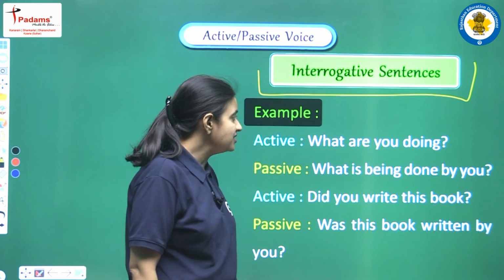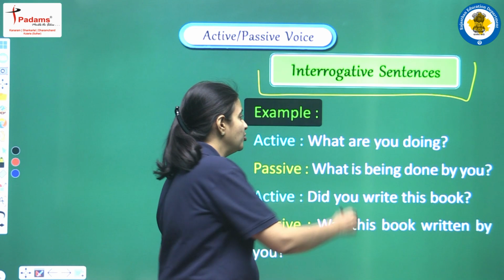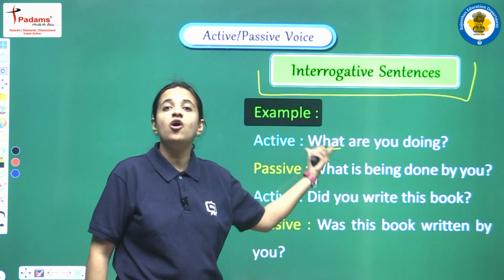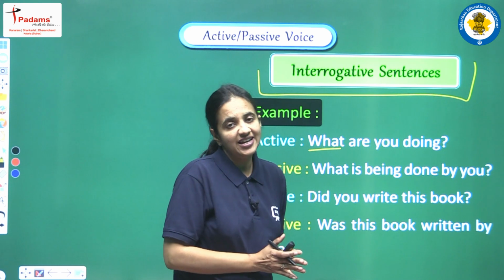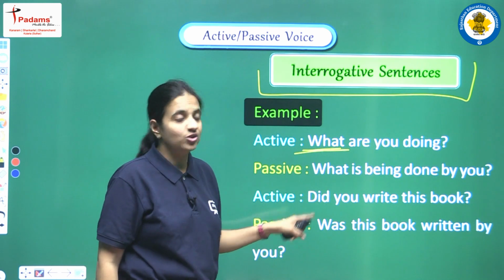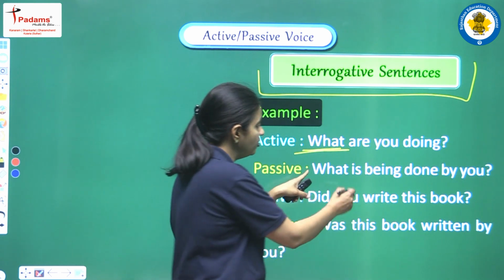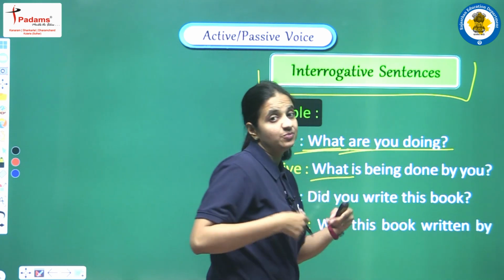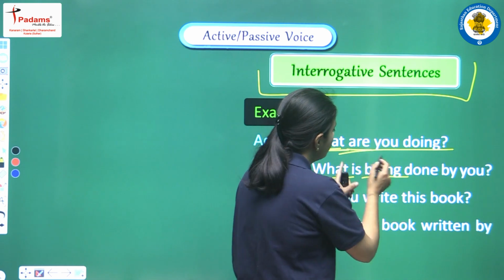The first example is what are you doing? So this is the example of active voice that we have here. What are you doing? In the beginning of the sentence we have one WH word, we have what, right? So when we are converting the sentence into the passive voice, we have to understand that we have to use the same WH word in the passive voice also. So we have what, so the passive voice will also start with what. So first of all we are writing what here. Okay, so next we have are doing, that is present continuous tense. So we know that we have to add being, so we are writing what is being.